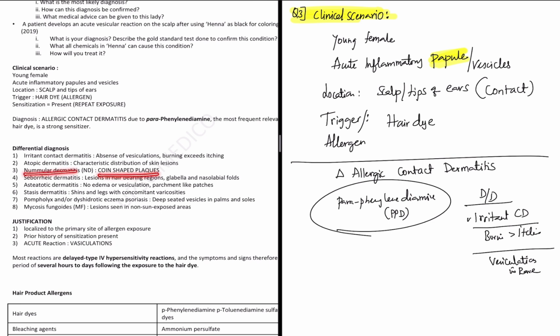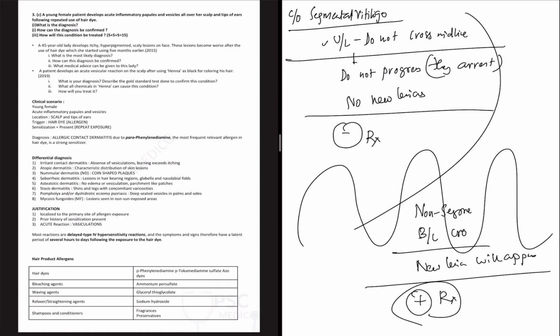Now apart from that, atopic dermatitis, but skin lesions are characteristic in atopic dermatitis. Nummular dermatitis, which has coin-shaped plaques. We have seborrheic dermatitis, asteatotic dermatitis, stasis dermatitis, and dyshidrotic eczema, which comes with vesicles mainly on the palms and soles, which is irrelevant here, but as a part of differential diagnosis I am mentioning it.